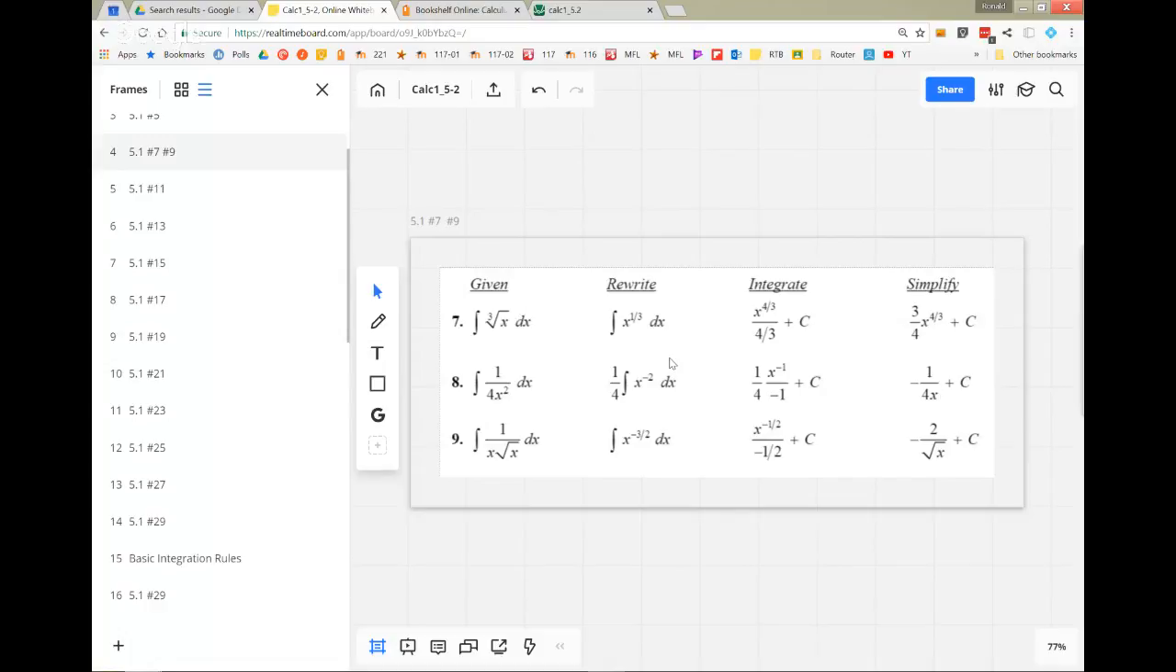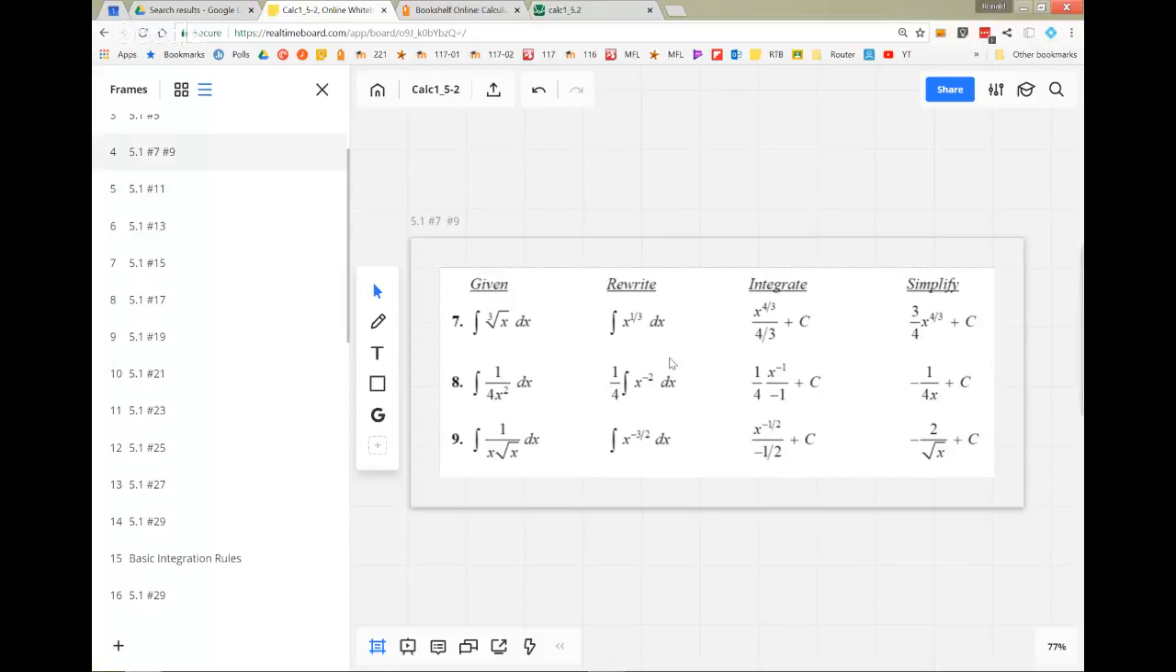X to the negative 3/2. That means on the bottom you've got x to the 1 times x to the 1/2. So on the bottom you have an x to the 3/2, and you could write that as x to the negative 3/2. Well, then it's pretty straightforward.